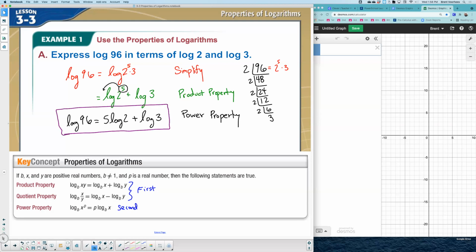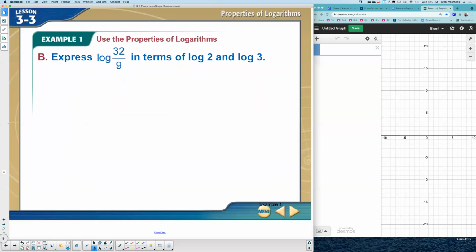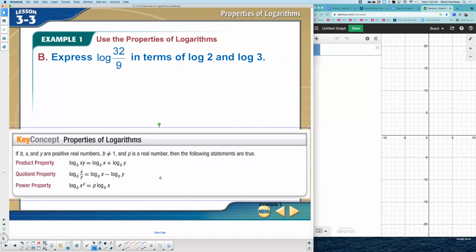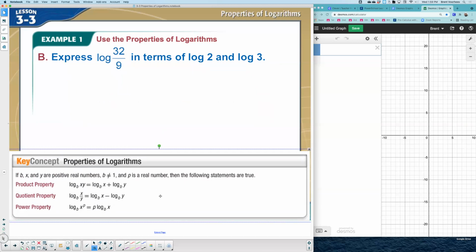All right, so let's check this out again. You saw me do it once. Let me guide you through it twice. On this next problem, it says express log 32 divided by 9 in terms of log 2 and 3. So I'm going to first paste our rules. So we have our rules. And let's think about this together.